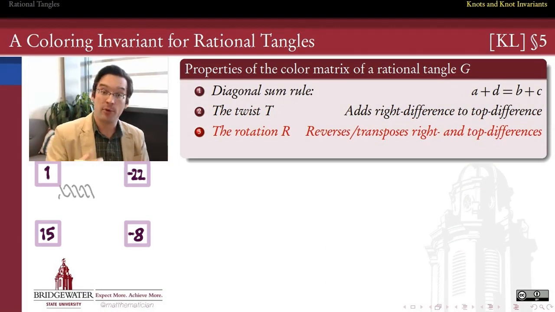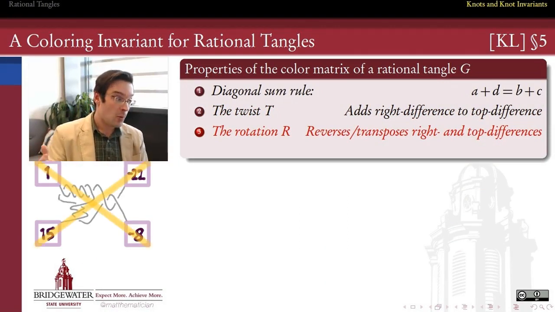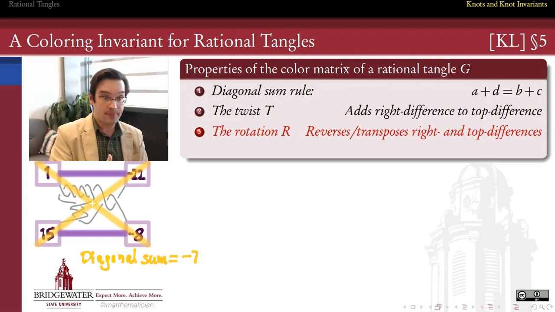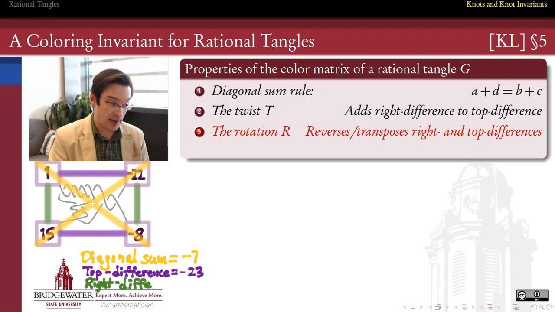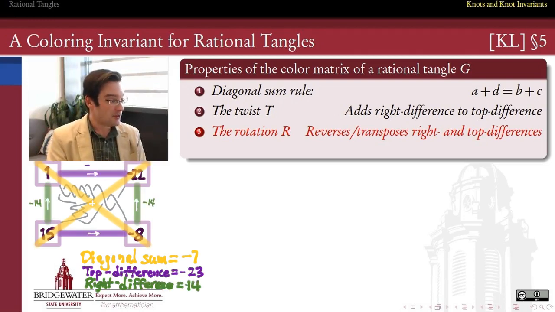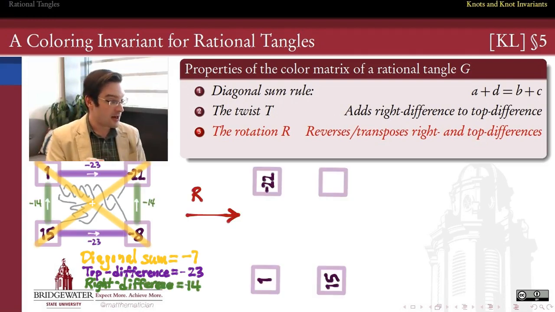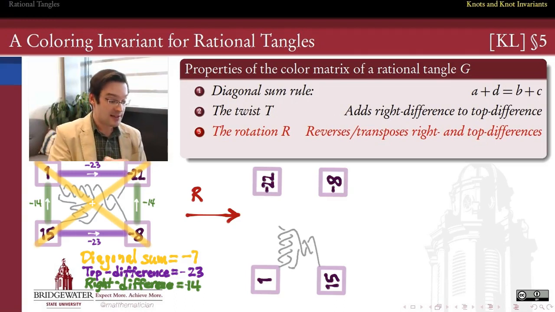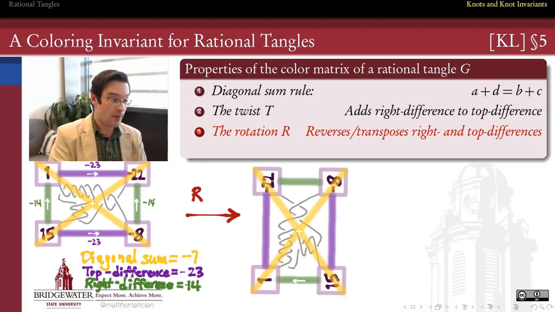Okay, how about the other operation on rational tangles, the rotation? What's going to happen to this data when I apply a rotation to my rational tangle, counterclockwise rotation of 90 degrees? So looking back at our original tangle, same diagonal sum, top difference and right difference as before, if I rotate that tangle 90 degrees counterclockwise, I get this new tangle. So what is this tangle's diagonal sum? Well, this tangle's diagonal sum is still the same as the old diagonal sum was. Negative 22 plus 15, still negative 7, so that's fine.